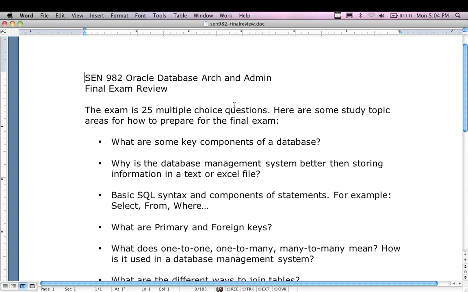It is worth 20 points. Although there are 25, there's only 20 questions on this. That's a typo. There are only 20 questions on the exam, not 25.